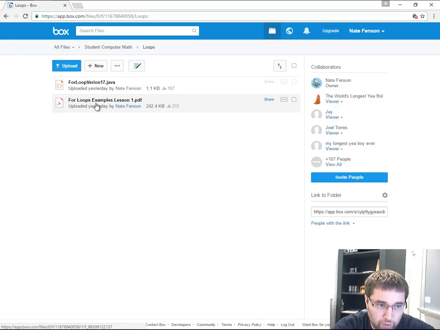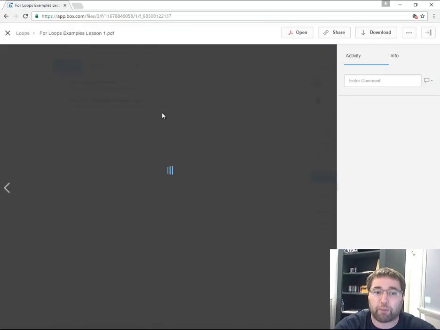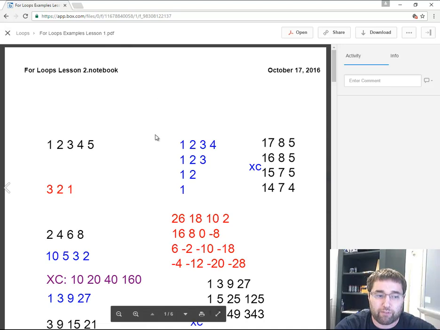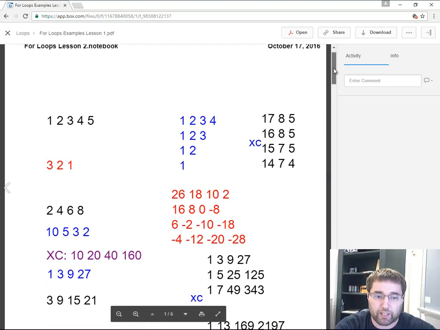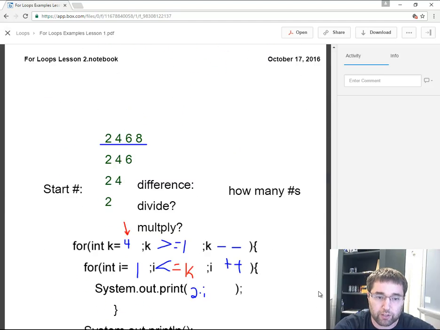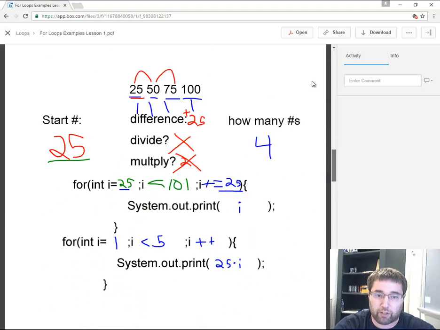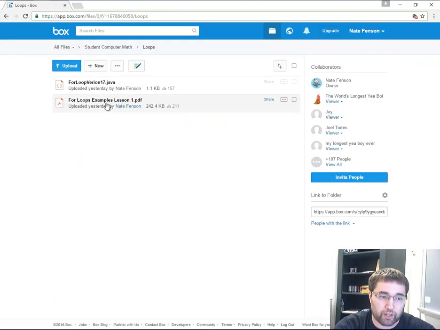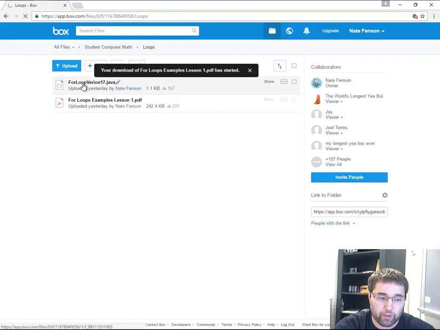Now please realize if you left click on a PDF, it'll open up in Box. However, the way it opens up in Box is not perfect. So some of the things get moved, some of the things don't show up, and it also sometimes takes forever to load. So what I recommend doing is right click and download.